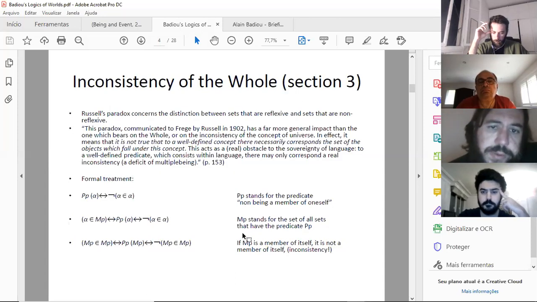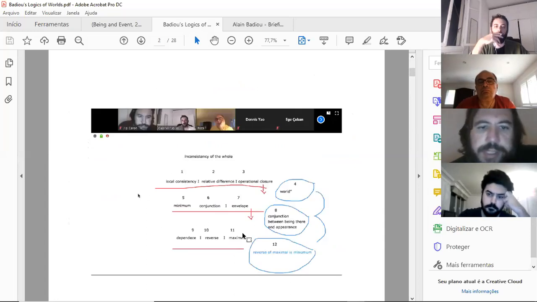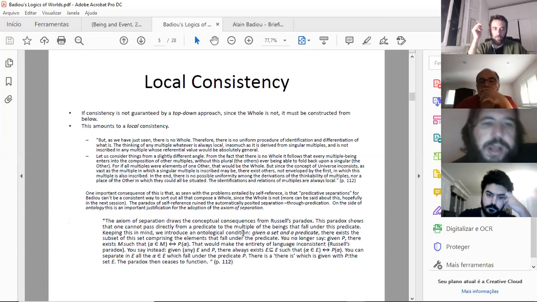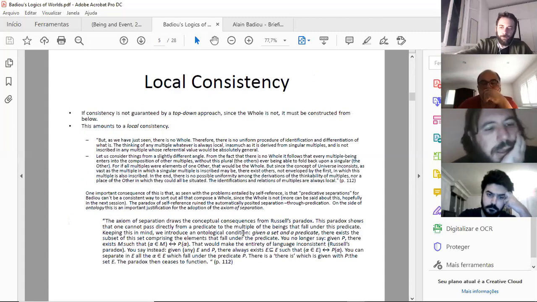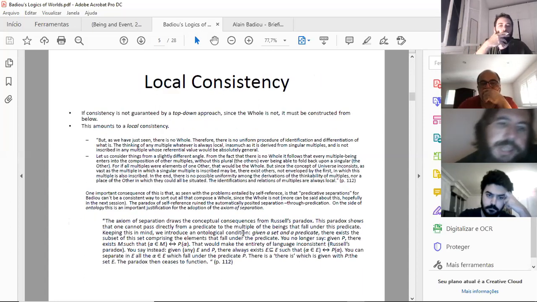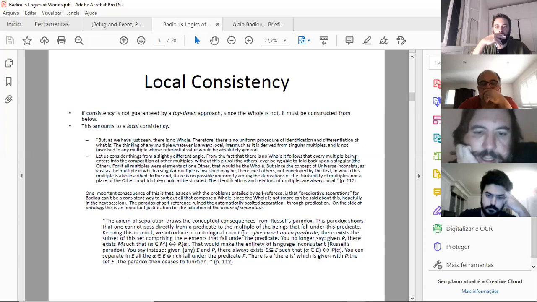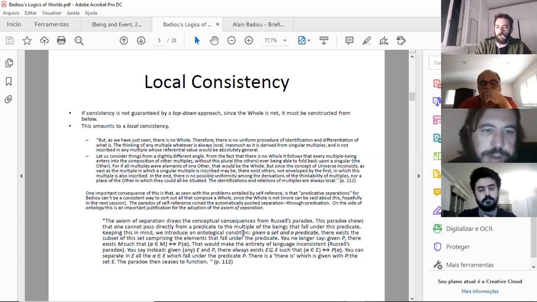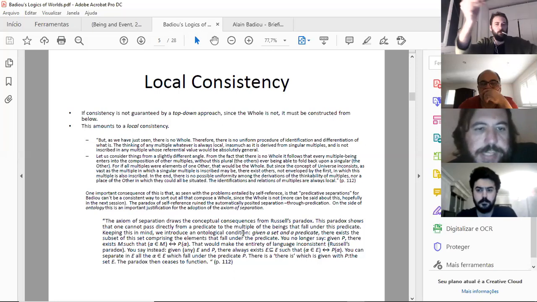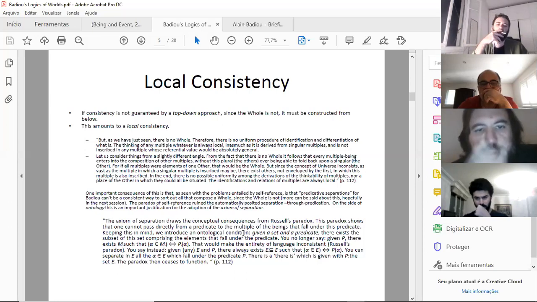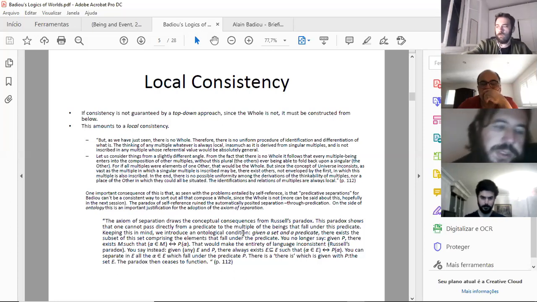Then local consistency. We just remember, right? Inconsistency of the whole, the first category. Then local consistency, relative difference, and operational closure. Because of this inconsistency of the whole, every consistency will be a local consistency, not a consistency guaranteed top down by the universe, the universal set, right? So as I said there, if consistency is not guaranteed by a top down approach, since the whole is not, it must be constructed from below. This amounts to a local consistency.